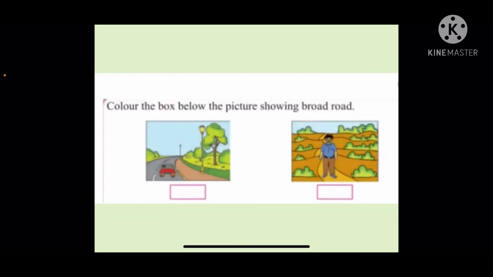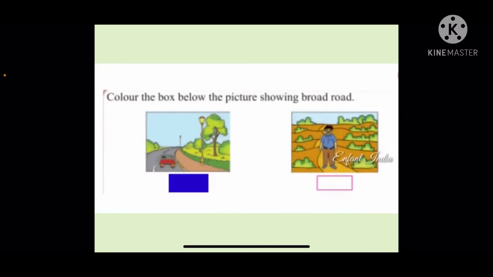Now let us do the exercise given on page number 63 in our maths textbook. Color the box below the picture showing broad road. Now in the first picture children, you can see a vehicle on the road and the road is broad. And in the second picture you can see a man, but the road is narrow. So we have to color the box showing the broad road. So in the first picture, the road is broad. So we will color the box of the first picture.